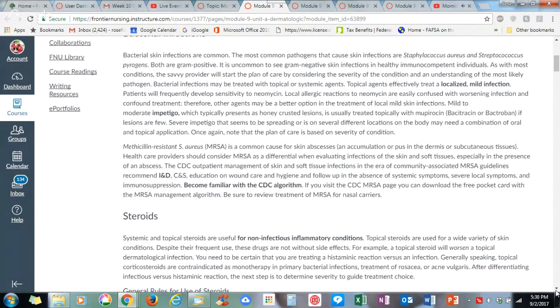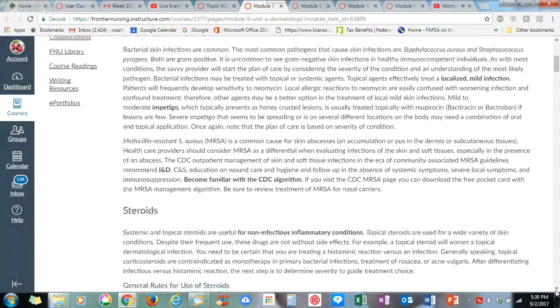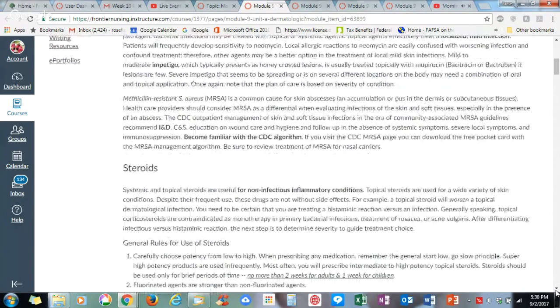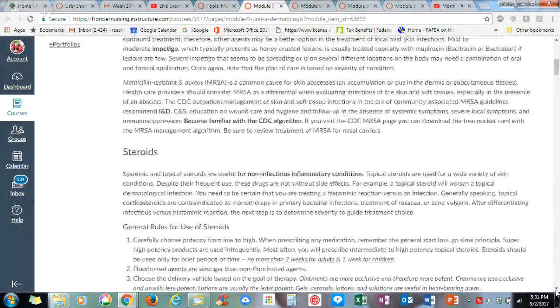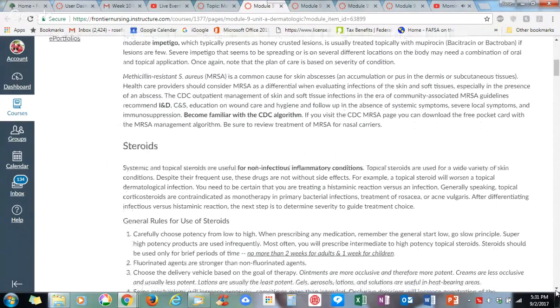Mild to moderate impetigo, which typically presents as honey-crusted lesions, is usually treated topically with mupirocin, which is bacitracin or Bactroban, if lesions are few. Severe impetigo that seems to be spreading or is on several different locations on the body may need a combination of oral and topical application. Once again, note that the plan of care is based on severity of condition.